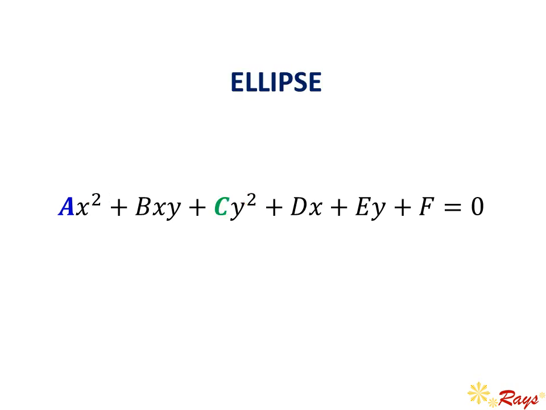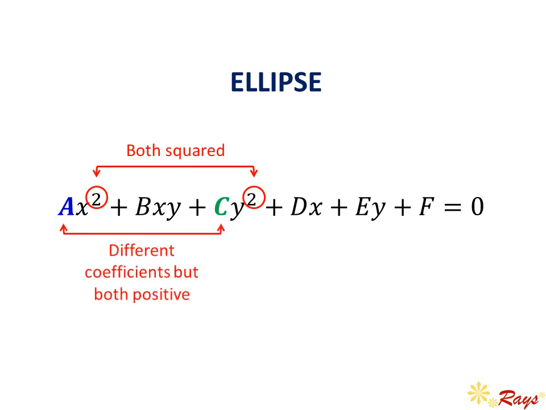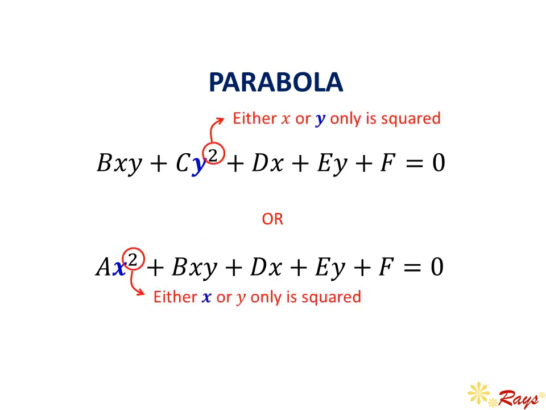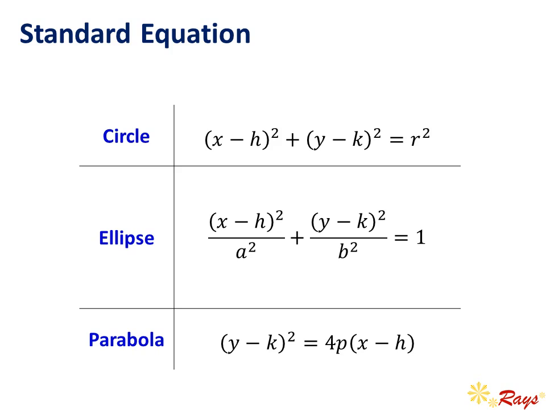General equation of ellipse, both x and y are squared. However, the coefficients of the squared x and the squared y are different. However, both are positive. For parabola, only either x or y is squared. We have seen the general equations of circle, ellipse, and parabola.